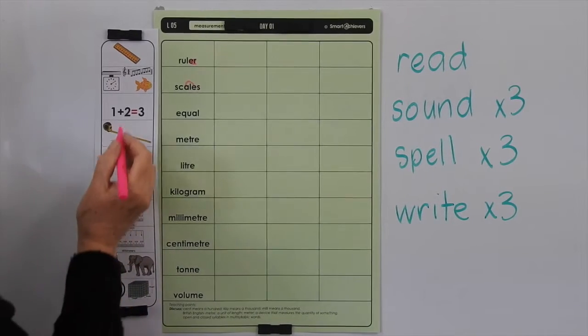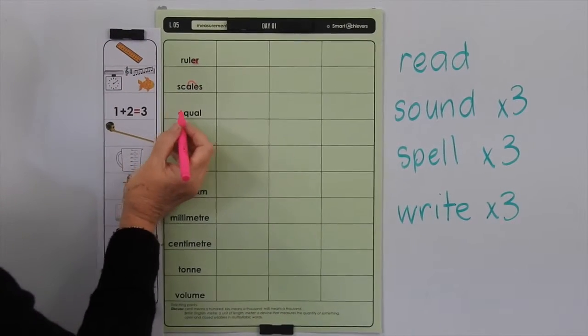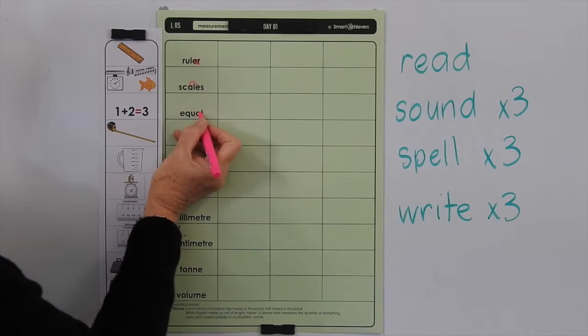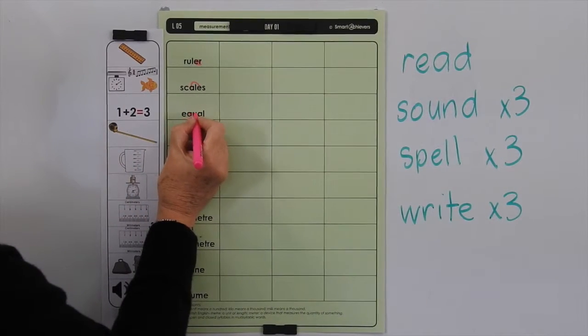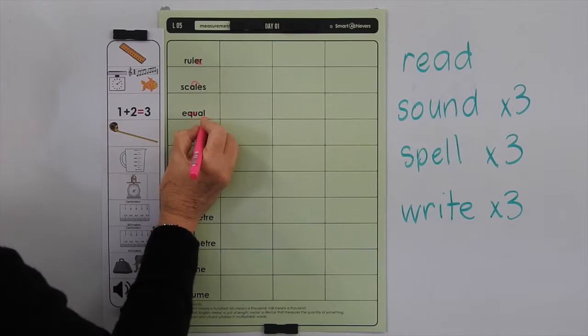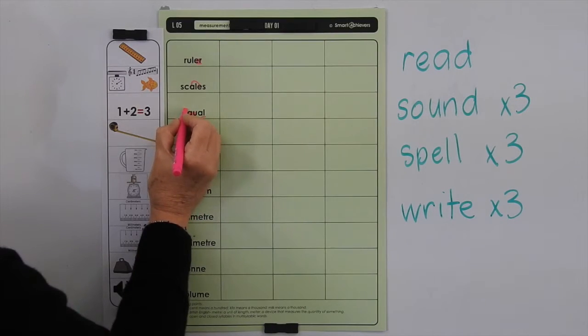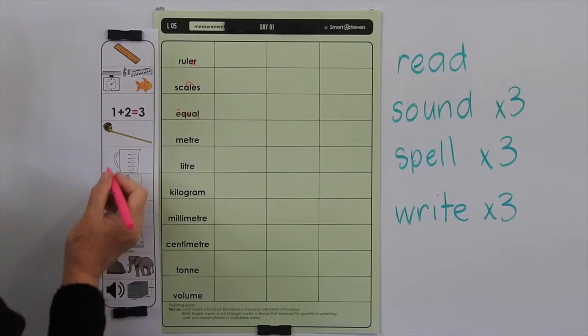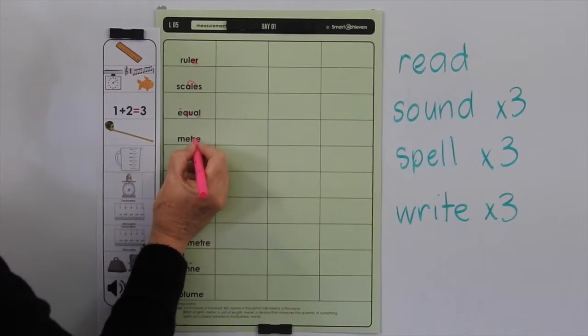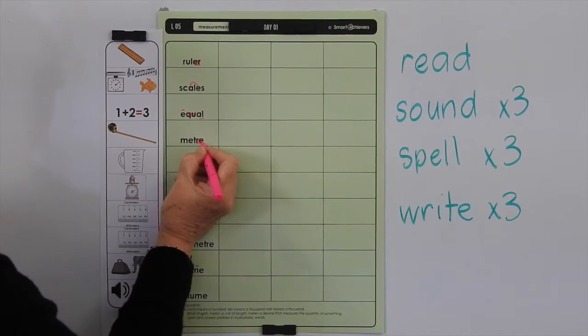Equal means when something equals, or the answer to something. So we've got the QU in there, you've got AL on the end, and you've got a long E sound at the start. Now, meter is a tricky one for many because we've got the RE at the end.